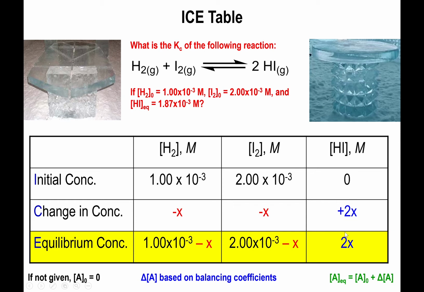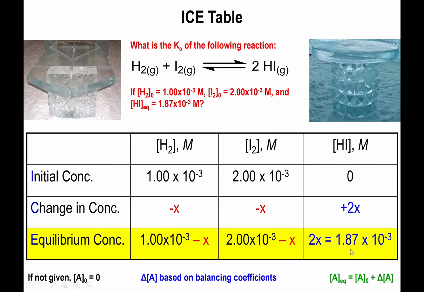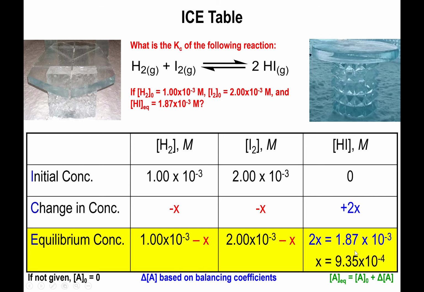So that means that the 2x that we have here for HI as equilibrium concentration has to equal 1.87 times 10 to the negative 3. So if we solve for x, divide this by 2, now we know that the equilibrium concentration of H2 and I2 is going to have to be the 2 times 10 to the negative 3 minus 9.35 times 10 to the negative 4. So now we know that those are the values of x.